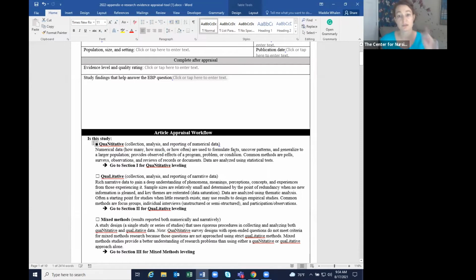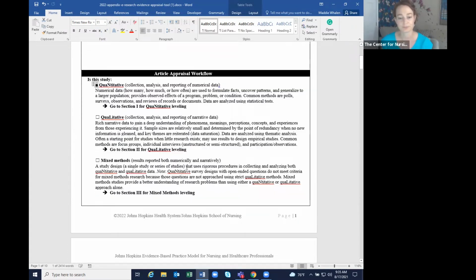And then I need to, this is really important. This is a 10-page tool. If you fill out all the pages, you probably did something wrong. There are a lot of skip patterns, and it's really important to pay attention to those so you know where to go next. So we ticked the quantitative type of article, and we need to follow the directions which say go to section 1. And luckily that's just the next page.